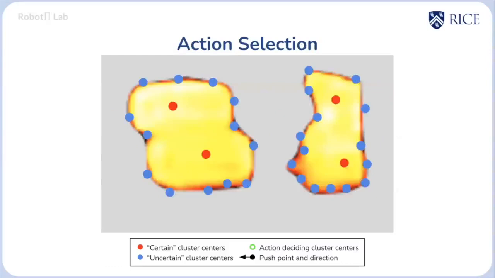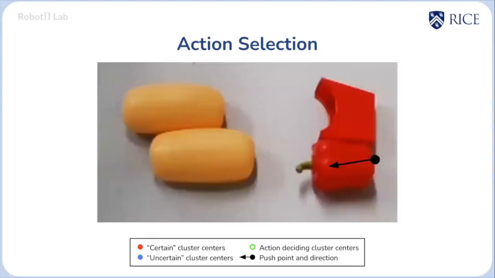Bringing them together, we draw line segments between certain cluster centers that are close to one another. The pair of certain cluster centers forming a line segment closest to a cluster center of uncertainty is chosen to gain information on. By selecting a random point in the cluster whose direction to one of the certain cluster centers is perpendicular to the drawn line segment, we can generate a push point and direction.